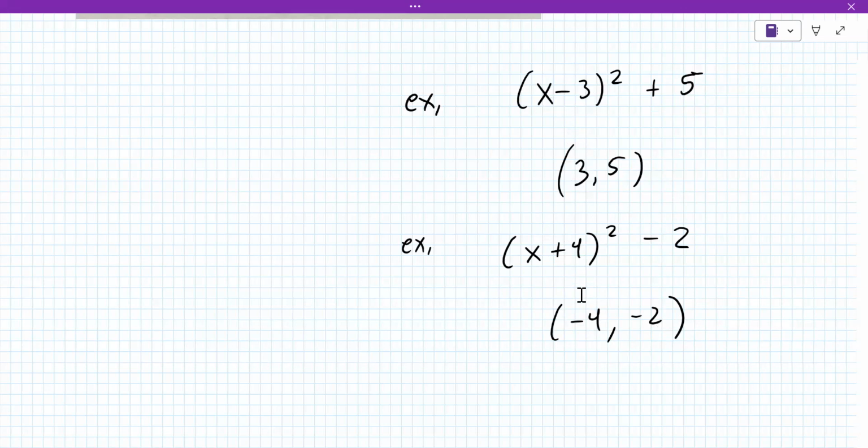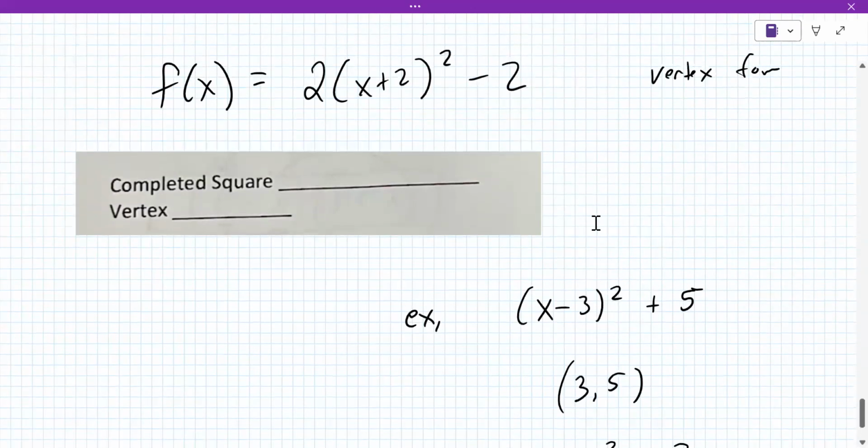So going back to your problem, you have to remember that it's basically opposite inside, but then the other number stays the same. It's positive, so it becomes negative. So that's -2, comma, and then you keep the number on the outside. -2, comma, -2. Can it be the same? Yes, it can be the same. So -2, -2.